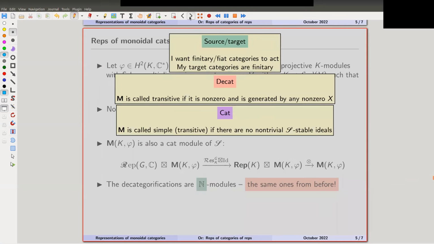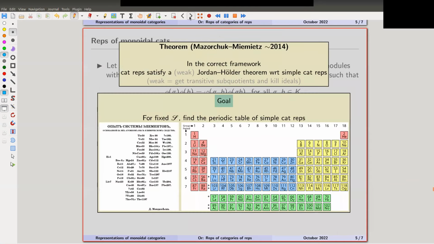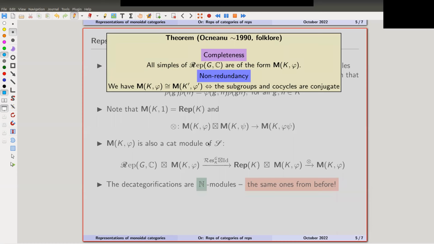So let me just put up the statement. An old theorem here: a simple categorical representation is just a representation without substructure, exactly as before. Turns out that studying indecomposable representations is essentially hopeless. So on this level, I want to restrict to simple representations. And all simple representations of any finite group, of Rep G over complex numbers, are always of the form: take a subgroup and restrict, and potentially twist the monoidal structure. And they are the same. It's a really complete statement.